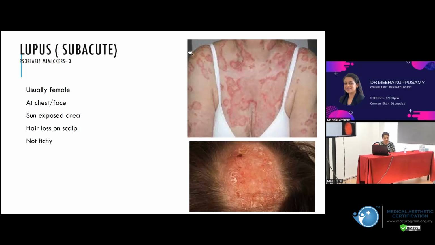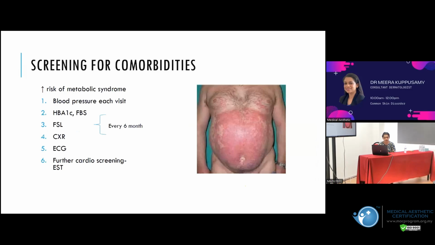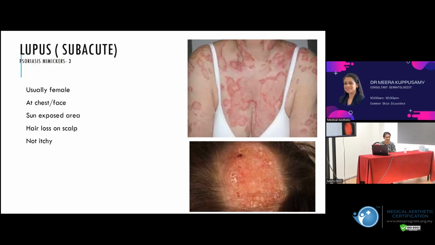If you know, lupus has a 10:1 ratio female to male. Chest and face are common areas because of the sun exposure. And then there may be hair loss. So acute lupus is malar rash. Subacute lupus looks like this fungal kind of infection. Chronic lupus is like discoid LE on the scalp. So all the forms of lupus look different. And then it's not itchy. Most of the time we need to biopsy the lesion just to confirm the diagnosis.